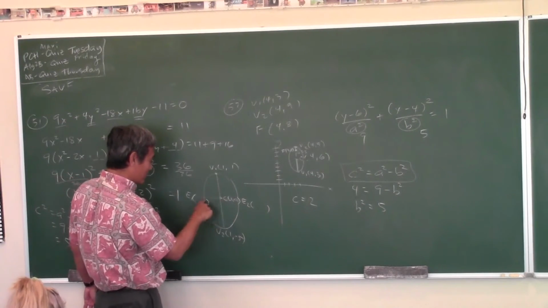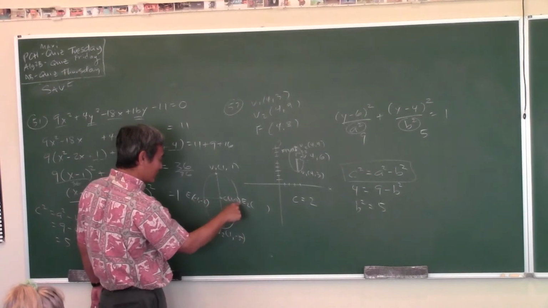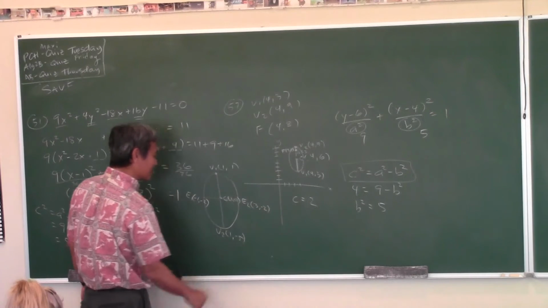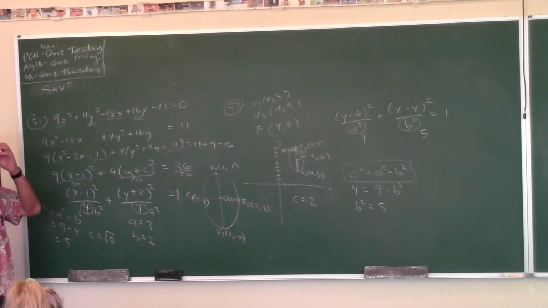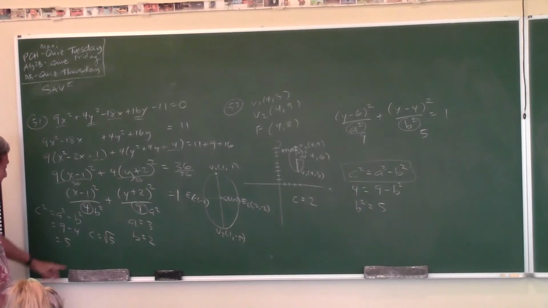So from here, if I go 2 to the left, where are you going to be? Negative 1, negative 2. And if I go 2 to the right, you can be 3, negative 2. See how easy that is? So B is always the minor axis? Yeah, b is always the minor axis, a is always the major axis. And then c is the distance from the center to the focus.